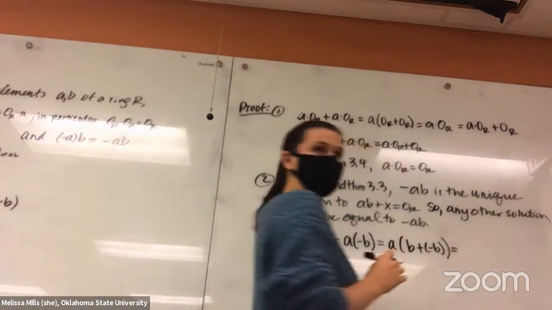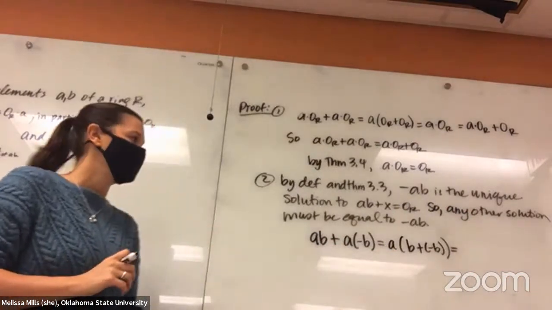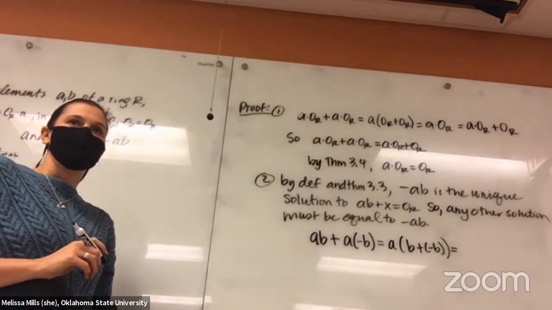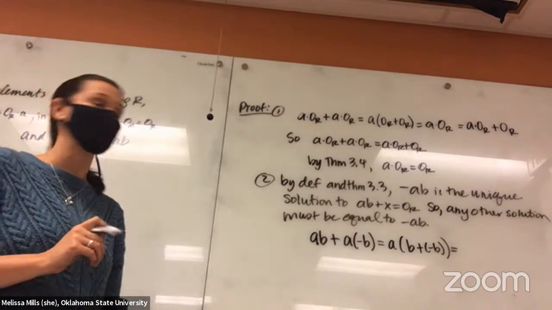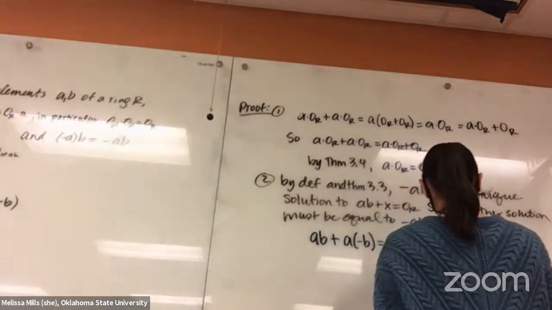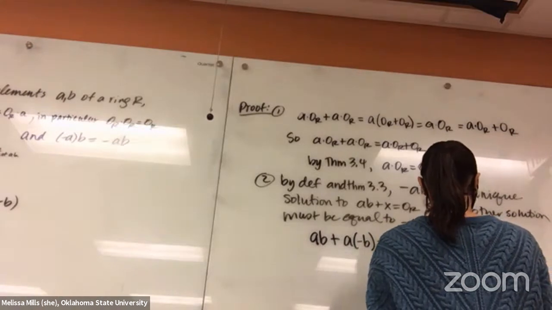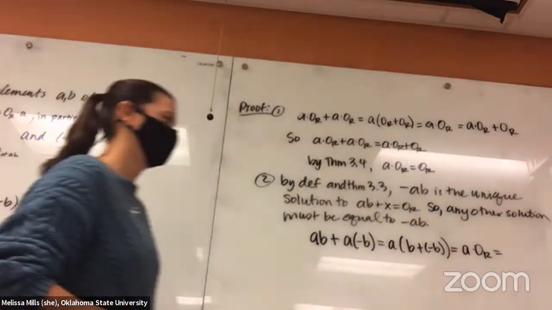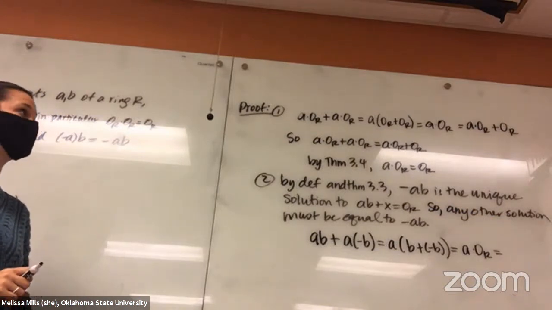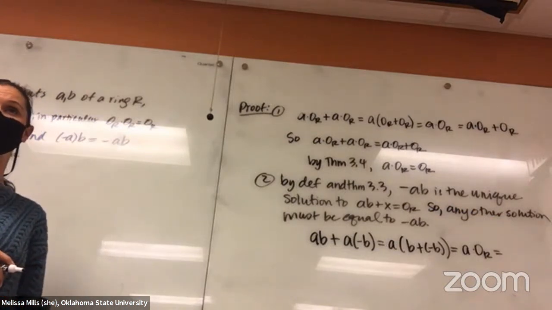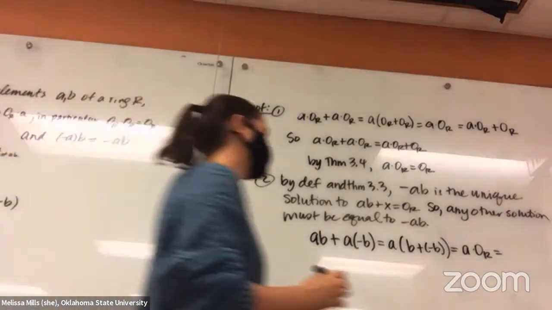Then what? What's B plus negative B? 0R. B plus its inverse, right? Its additive inverse. That's 0R. Then what? By part 1, I have that is equal to 0R, right?